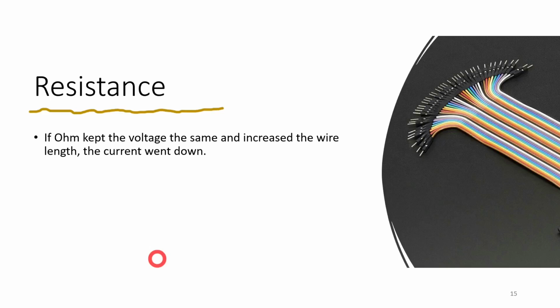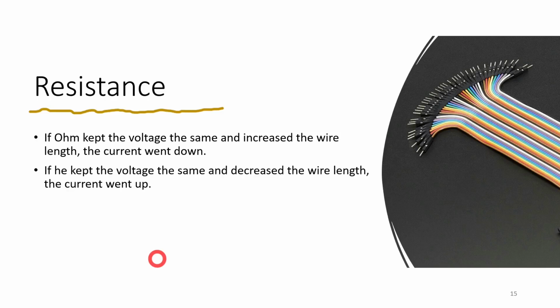Okay, so resistance, his experiment was basically changing the thickness or the length of the wire. So if Ohm kept the voltage the same, but he increased the wire length, the current that he was measuring went down, it decreased. But if he kept the voltage the same and made the wire shorter, decreased that length of the wire, the current increased.